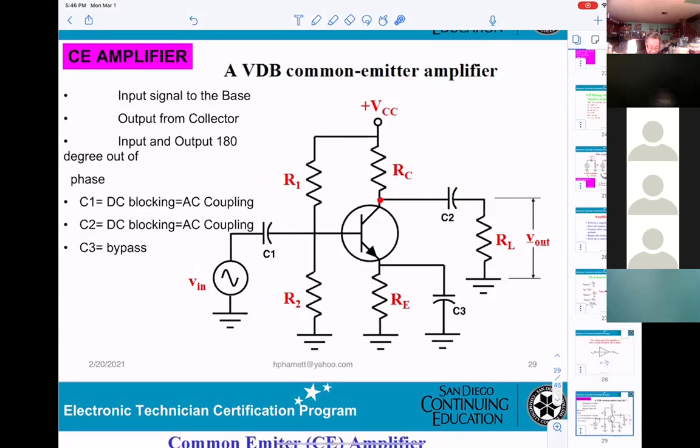At the collector here, you get two different voltages. The first is the DC bias voltage for your transistor to work. The second is your voice coming from here. When it goes out, the load here means the speaker. You don't want any DC going to the speaker, so this capacitor blocks any DC at this point. Only AC will come out. And the last capacitor here.